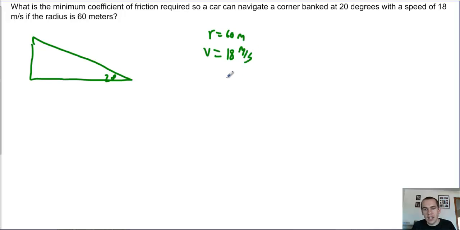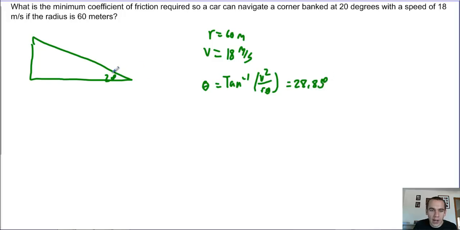Now our last formula said that the bank angle should be the arctangent of v squared over r times g. If I do that real quick, if I take 18 and square it, and I divide that by the radius, 60, times the acceleration of gravity, 9.8, and I take the arctangent of that, making sure my calculator is in degrees, then I see 28.85. That tells me we should have a bank angle of 28.85 degrees so that friction is not required. But I only have a 20-degree angle, which means we're going to need some friction, and friction is going to have to help us turn the corner.